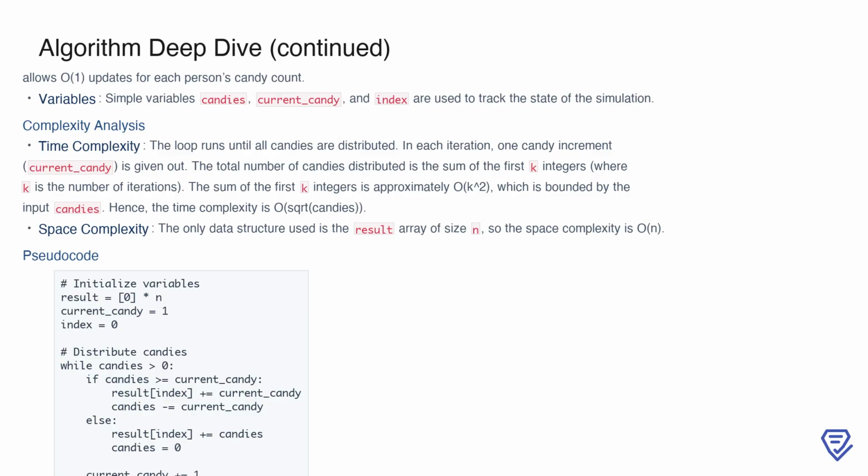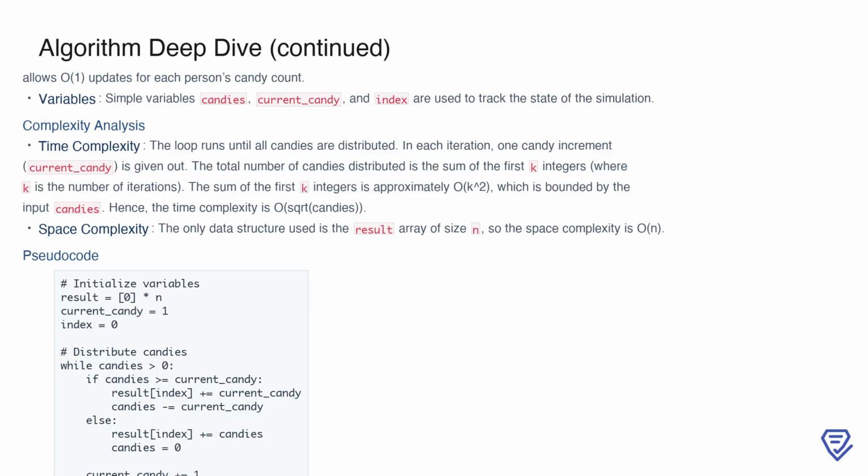For the time complexity, the loop continues until all candies are distributed. Since the number of candies distributed in each step increases incrementally, the total number of iterations corresponds to the sum of the first k integers, where k represents the number of rounds. This sum grows quadratically, so the time complexity is approximately O(sqrt(candies)). The space complexity is O(n), as we only maintain the result array and a few constant variables.